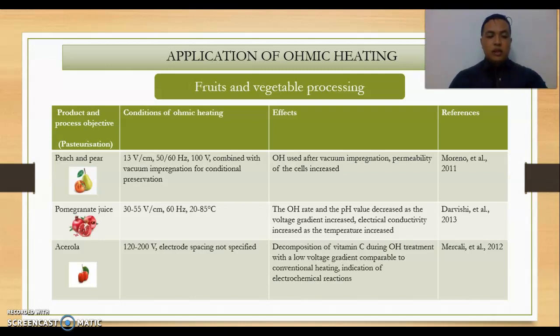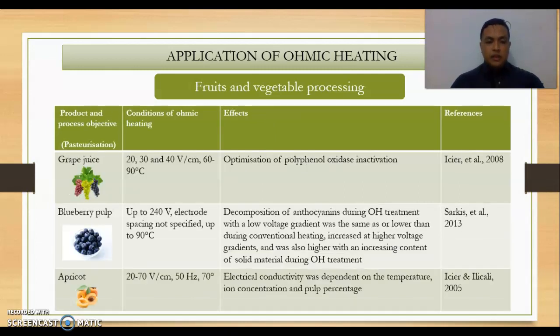So for Acerola, 120 to 200 volt, electrode spacing not specified. There is decomposition of vitamin C during ohmic heating treatment, which at a low voltage gradient is comparable to conventional heating, indicating an electrochemical reaction. Next is the grape juice, 20, 30 and 40 volt per cm, 60 to 90 degrees Celsius, where the effect is the optimization of polyphenol oxidase inactivation.